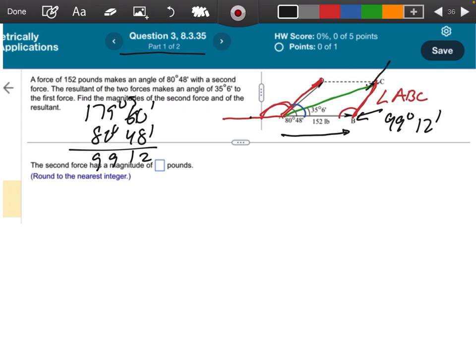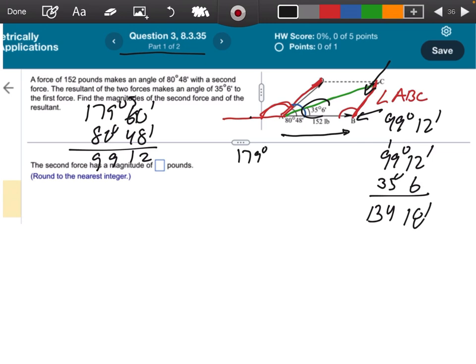Now, the other thing I want us to find is that angle right there. The way we could find that angle is we could add up all the angles on the inside. So let me take 99 degrees 12 minutes and add 35 degrees 6 minutes. That's 134 degrees 18 minutes. And again, what is 180? I'm going to write it as 179 degrees 60 minutes minus 134 degrees 18 minutes. I'm going to borrow again. So this angle here is 45 degrees, 42 minutes, okay?